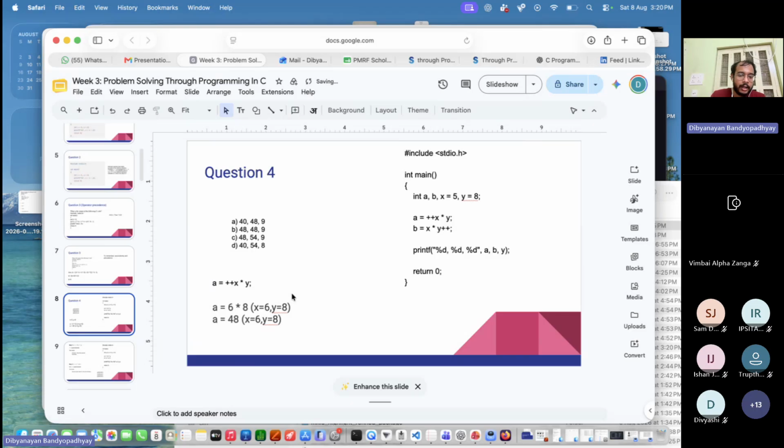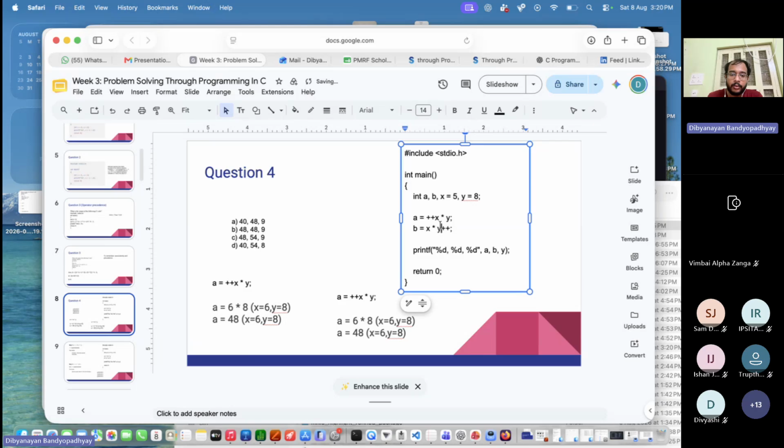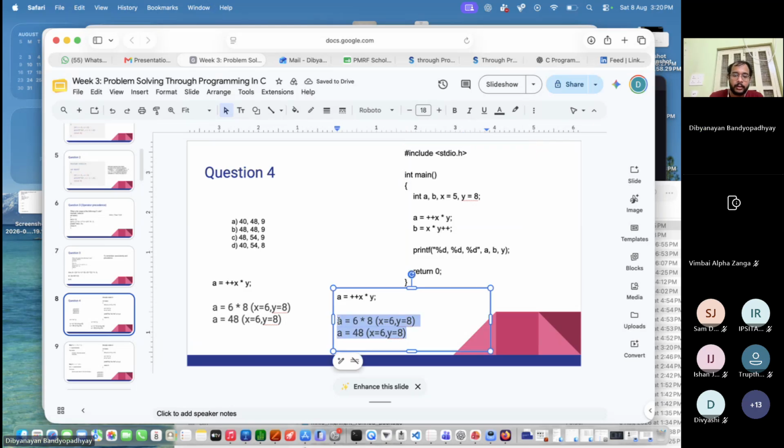After that, there is another line, B equal to X into Y plus plus. So how would the line be evaluated? If the question is like that, you have to do the evaluation first. So X into Y you have to do. After that, you have to increment the value of Y. Why? Because it is a post-increment operator, correct? So you do the operation first, and then you increment the value of Y.